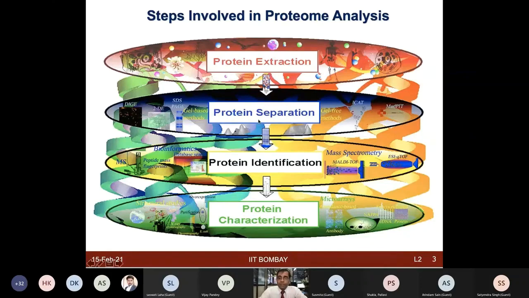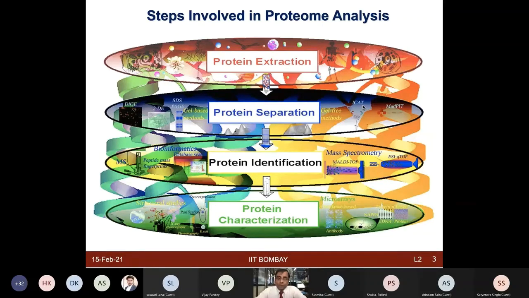And for protein separation, which is the next step, you have electrophoretic methods like gel-based proteomics approaches, including one-dimensional SDS-PAGE, two-dimensional electrophoresis, or difference gel electrophoresis technologies. Or you also have gel-free methods, primarily mass spectrometry based methods, which are isotope coded affinity tag, multidimensional protein identification technology, or various label-based methods like tandem mass tag or iTRAQ, isobaric tags for relative and absolute quantification.